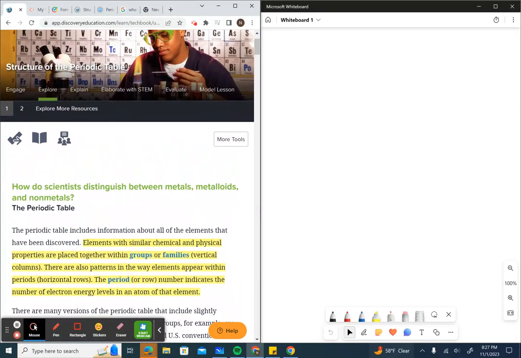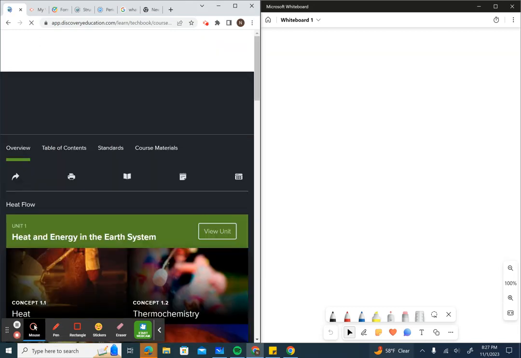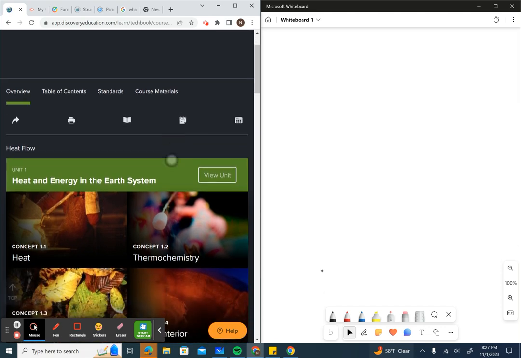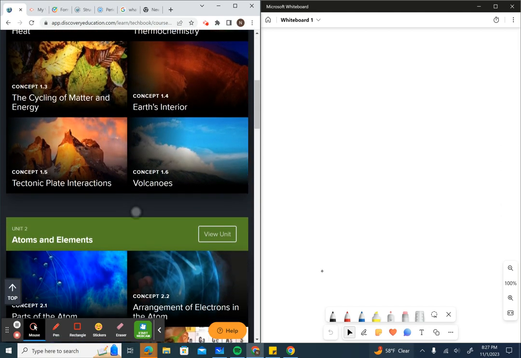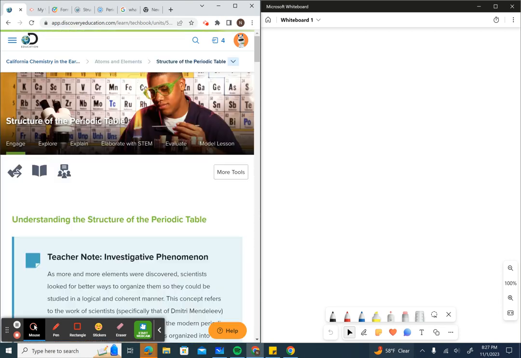All right, let's go ahead and jump in here. We're in our chemistry book, and if you see here on the left, we are in unit number 2, and we are in 2.4, the structure of the periodic table. Click that guy. And this chapter and the next chapter, we're going to be exploring the periodic table, what it is, how it's made, and the trends that are demonstrated on it.